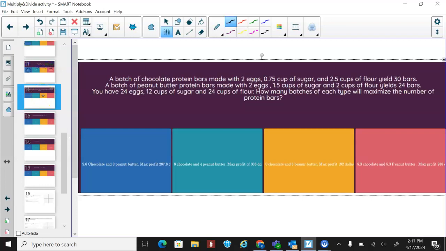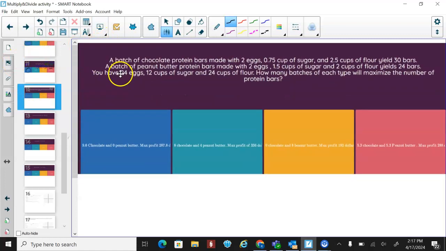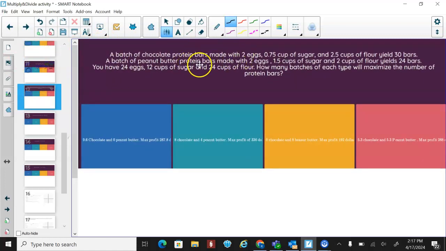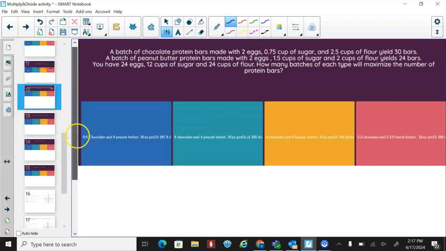All right, so this question right here, that's a linear question. We have to write constraints. After we write constraints, we're going to go to Desmos and graph it. We're going to pick up the points that are the vertices, so basically the edges of the most shaded area. And then we're going to plug it in to our profit equation. So this is what I showed my students today.